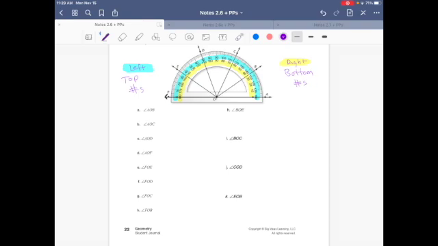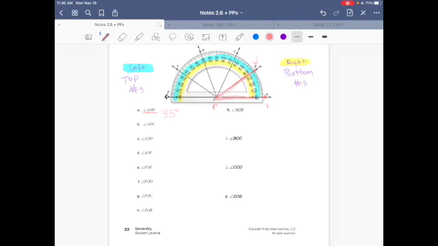So this first angle here, AOB. A, we're on the right-hand side, so that means we're going to use the bottom numbers. We start at 0, and we're going to go from A to O to B. So we're talking about this angle there. That gives us 10, 20, 30, and halfway in between 30 and 40. So this is going to be 35 degrees.